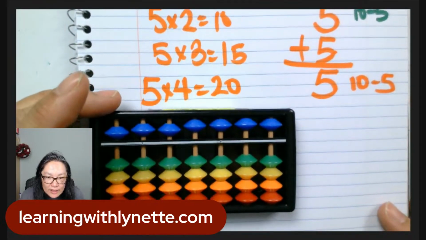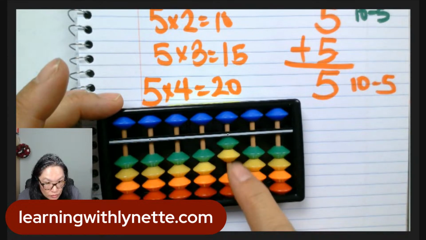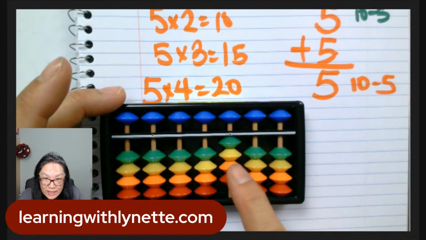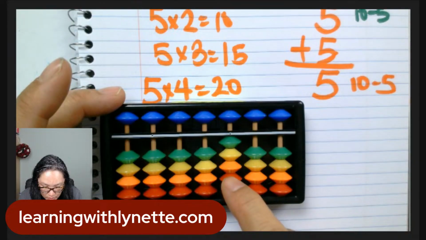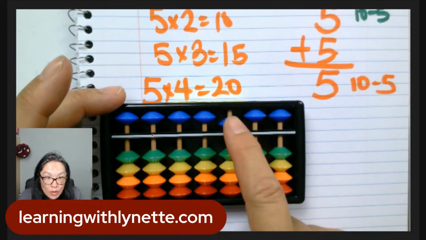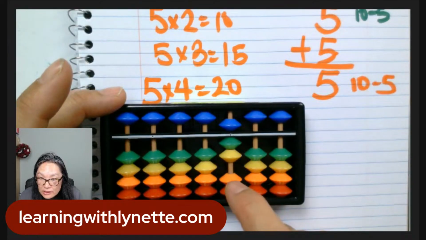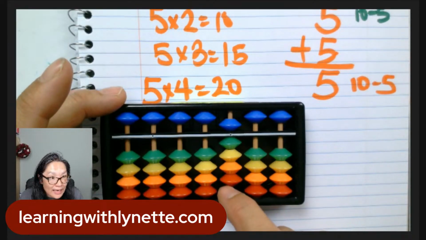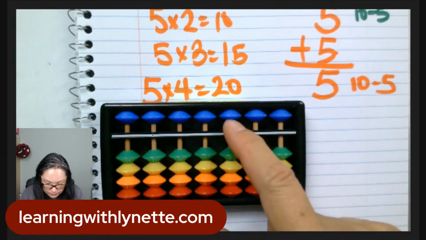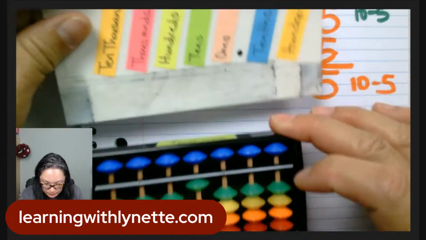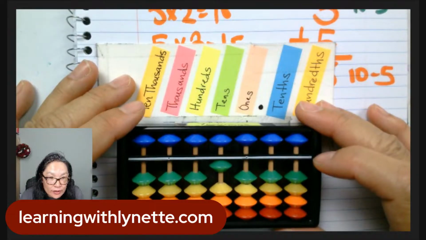Let's do a review for Faith. So here we're gonna do 1, 2, 3, 4. Anytime the beads are touching the horizontal bar, this is 4. The top bead will always be a value of 5. Then we have 6, 7, 8, and then 9. After 9, this is 10. How do I know that this is 10? Because every column is a place value.